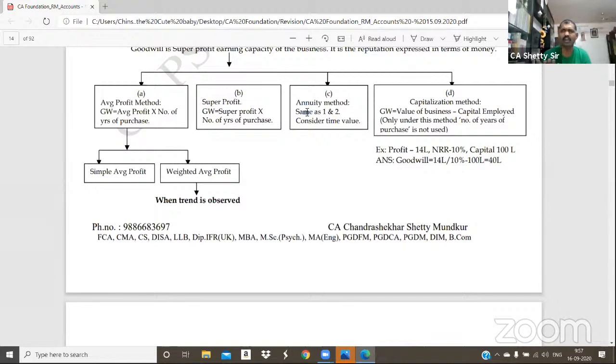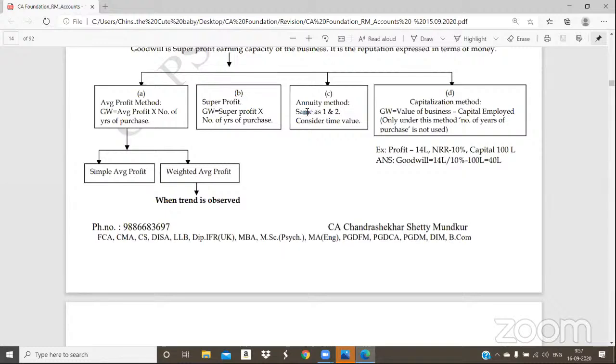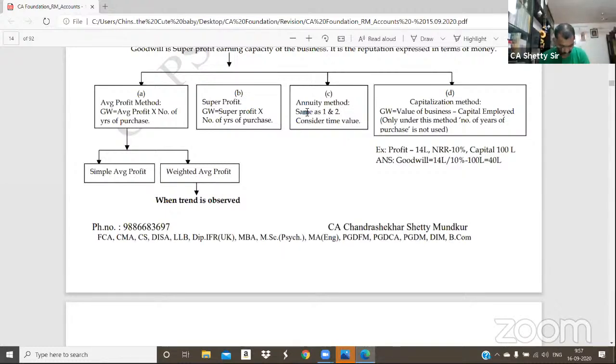NRR means what is the normal return expected. In a textile business it will be 20%, in sweets 60%, in software it could be 90%. What is the normal expected profit? NRR 20%. So what was the actual profit? 150 lakh. NRR 20%.